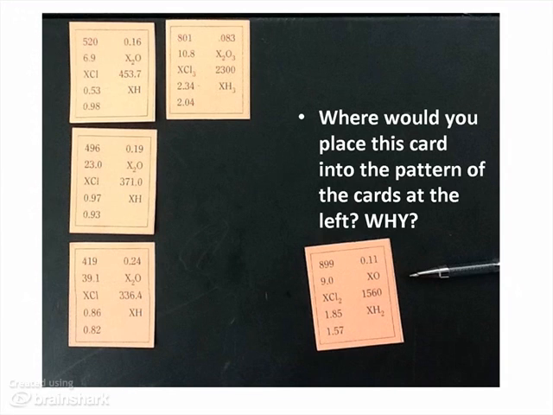Now I am giving you another card. Where would you place this card into the pattern of the cards at the left? And why would you put it there? Give yourself time. Look at the pattern that already exists in the 4 cards at the left, and then look at the facts on the card with the pen pointed towards it. Place it into the puzzle. Think about why you placed it there, and then move on to the next slide.